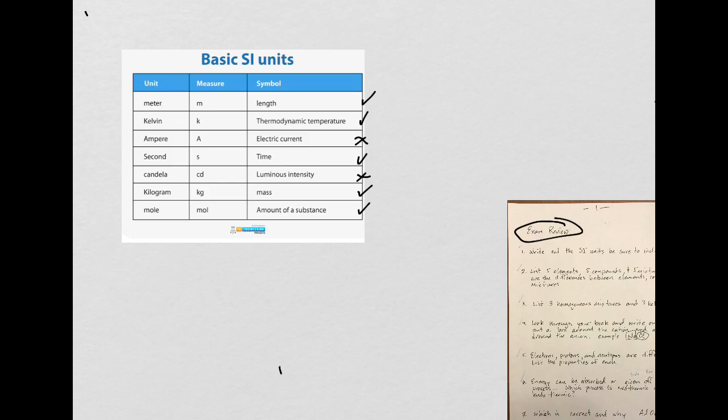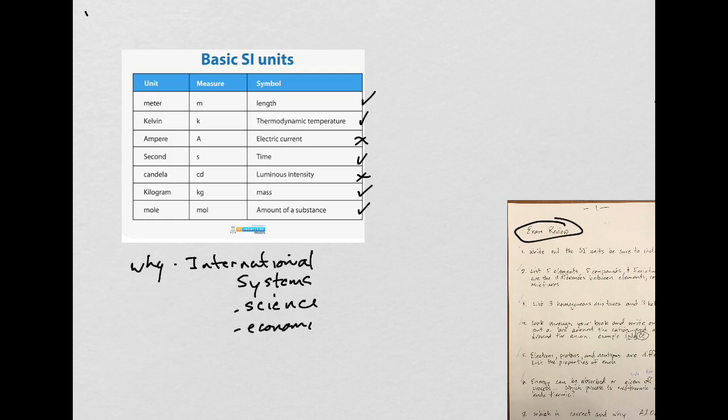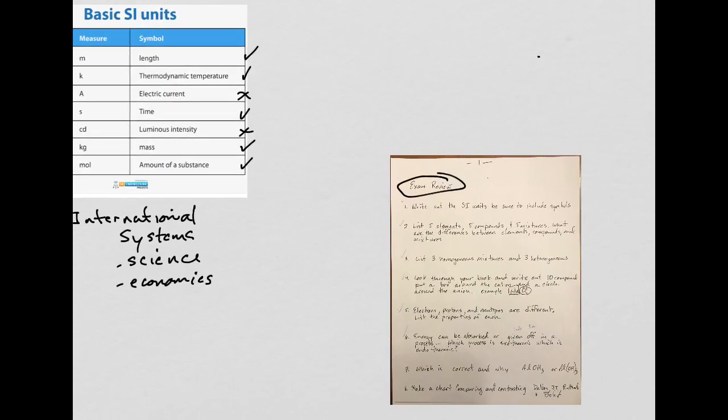Also, why do we have SI units? Why do we have them at all? So the why. Remember that SI stands for International System. Which means that this is how scientists as well as economies do business. They use these units. We all need to agree on what each one of these things is. Okay, so that takes care of number 1.